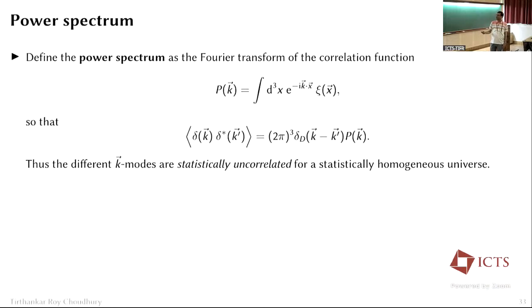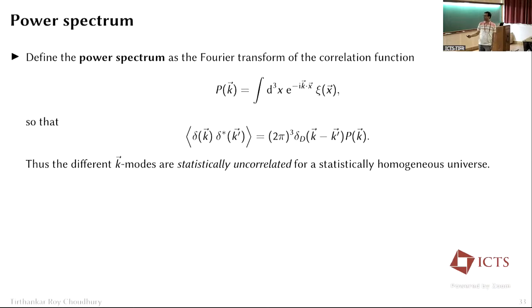As I said, you do an ensemble average, but it turns out that because of a statistically homogeneous universe, if k is not equal to k prime, this ensemble average will go to 0. This you can show if you work out the mathematics, which I did not do here. When k is equal to k prime, this ensemble average measures the power spectrum, with all these delta functions appearing on the right hand side.